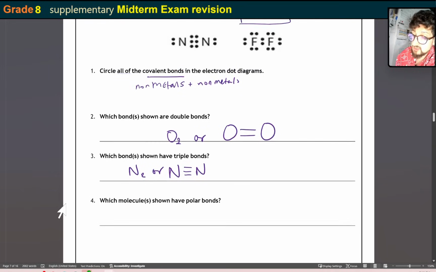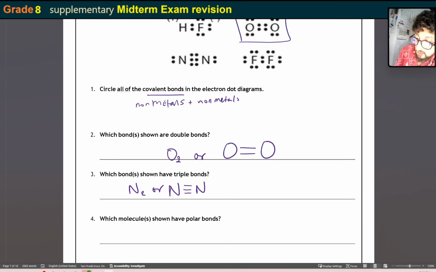So polar bonds, remember, is when the sharing doesn't go exactly to plan and one of them is pulling the electron slightly more strongly than the other one. So this one here is a good example. As you can see, the fluorine is pulling the electrons towards it a bit more strongly than the hydrogen is, and so it becomes slightly more negative, while the hydrogen becomes slightly more positive because the electrons are moving away from it.